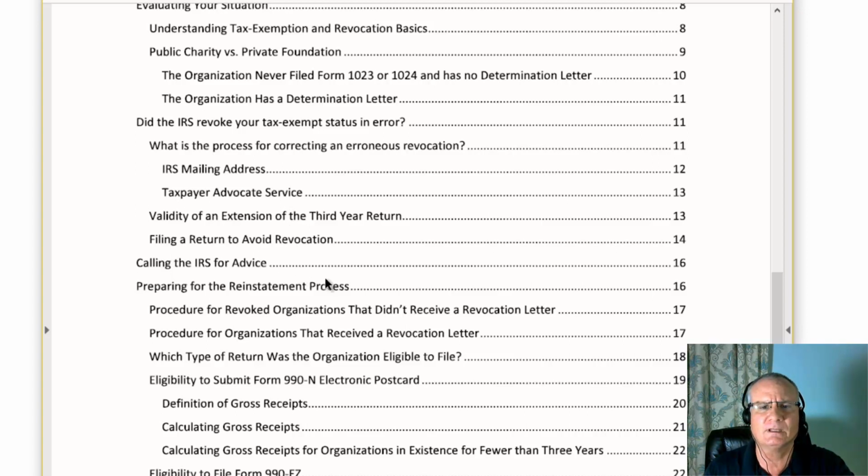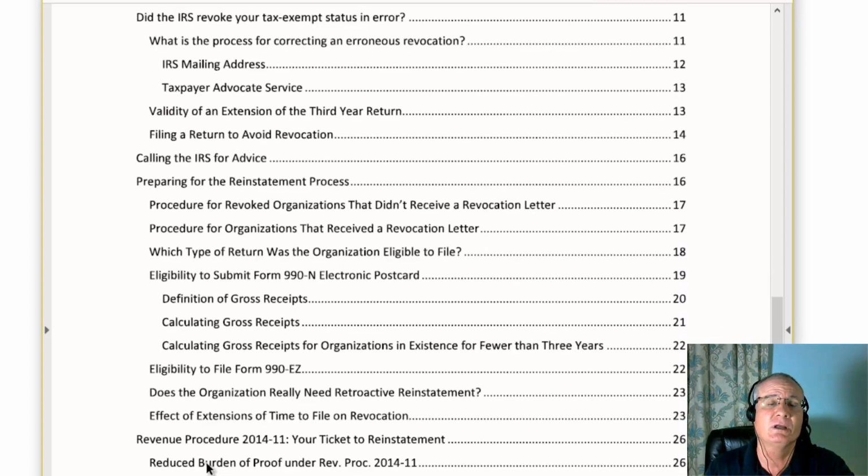Calling the IRS for advice. Preparing for the reinstatement process, the different procedures that you need to follow if you didn't receive a revocation letter versus if you did, and what type of return was the organization eligible to file. You have to determine whether you actually have to go back and file returns.